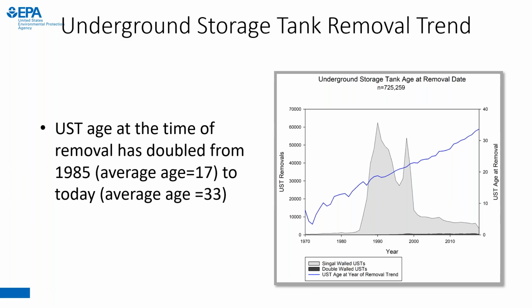And then you can also look at the trend in removals. That would be the gray space in that graph. And this has implications on infrastructure integrity and corrosion and things like that.